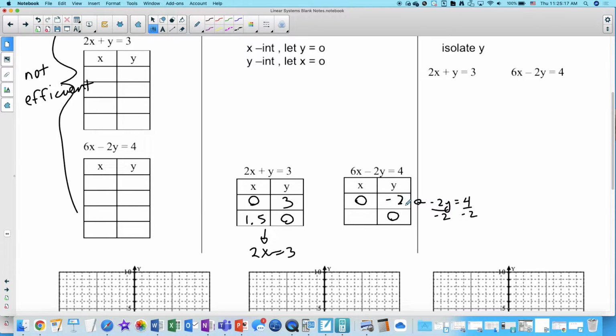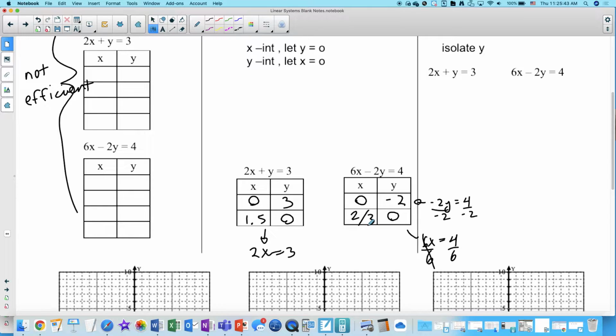Okay, and then if I'm solving for the x-intercept, y equals 0. So here I'm going to have 6x equals 4. So how would I get the x-intercept rather? Yeah, so I need to do what? Divide by 6, yeah. Right, and then 4 over 6 is 2/3.